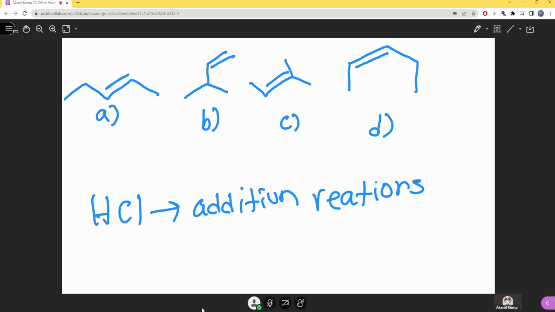So let's look at A. If we were to break the double bond in A, what positions would the carbocation fall on?